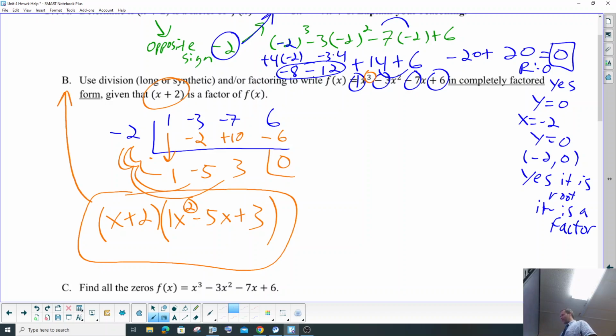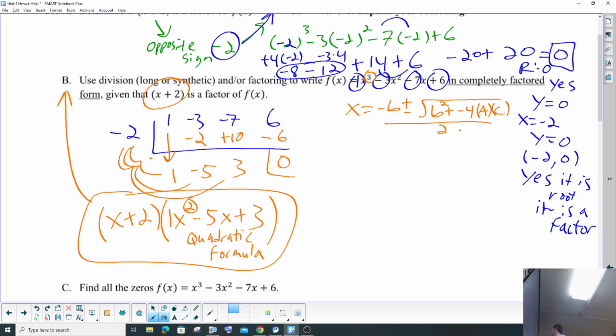But now, find all the zeros. You're going to have to use the quadratic formula. So pause me, and try it on your own. x equals negative b plus or minus the square root of b squared minus 4ac, all over 2a. Quadratic formula. Okay, pause me, try it on your own.